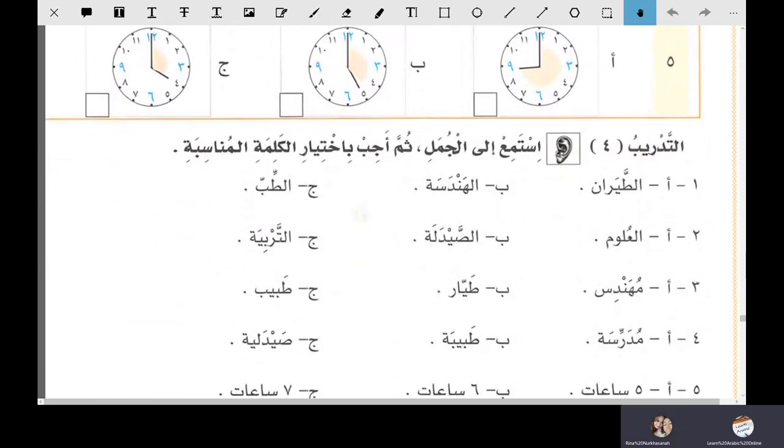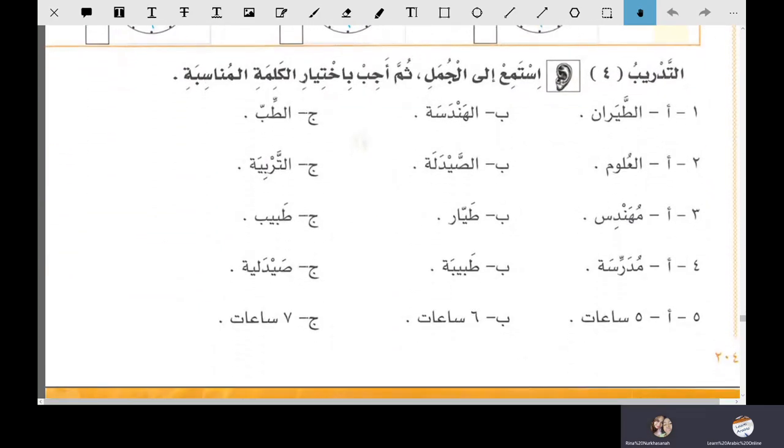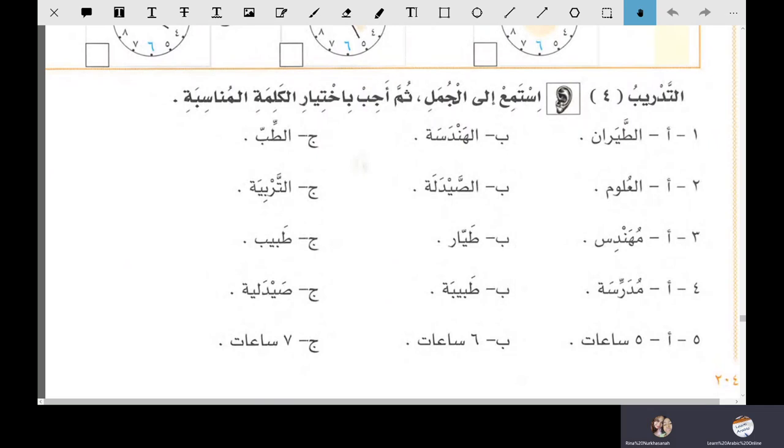Fourth exercise: listen to the sentences, then answer by choosing the appropriate word. Listen to the sentences. Then answer by choosing the appropriate word. Okay.